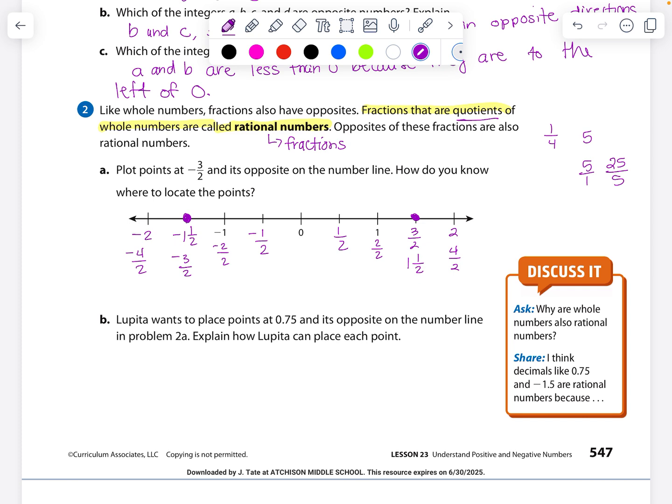One possible answer you could say is -3 halves is located between -1 and -2. So its opposite, which is +3/2, would be between +1 and +2. If you need to stop and write that down, go for it.